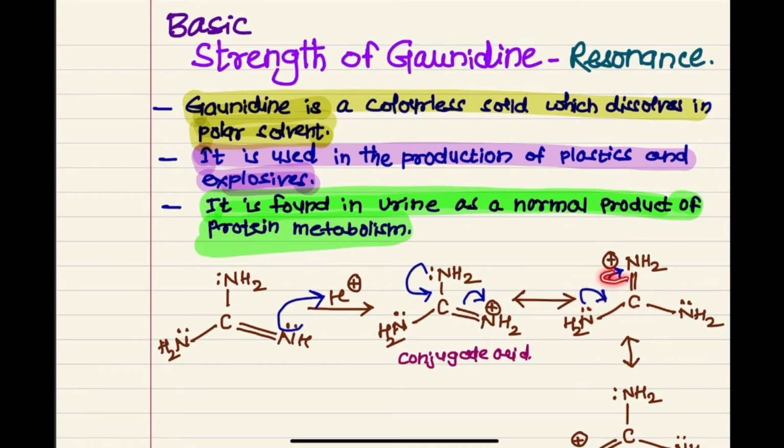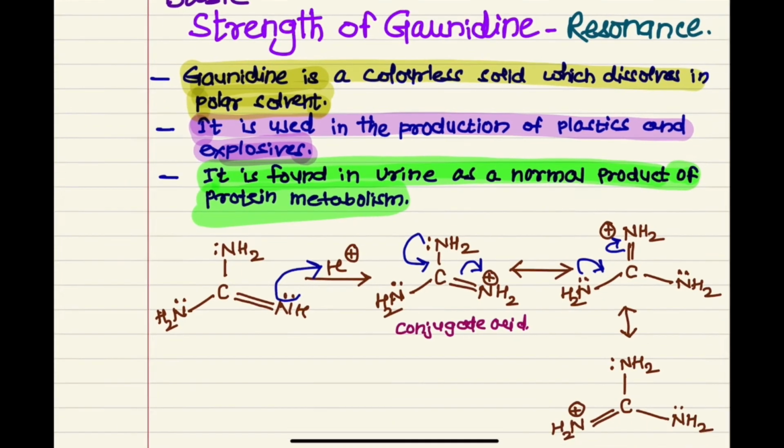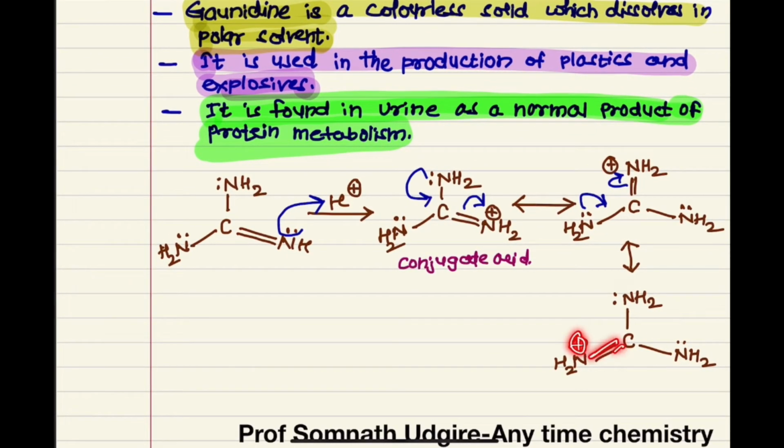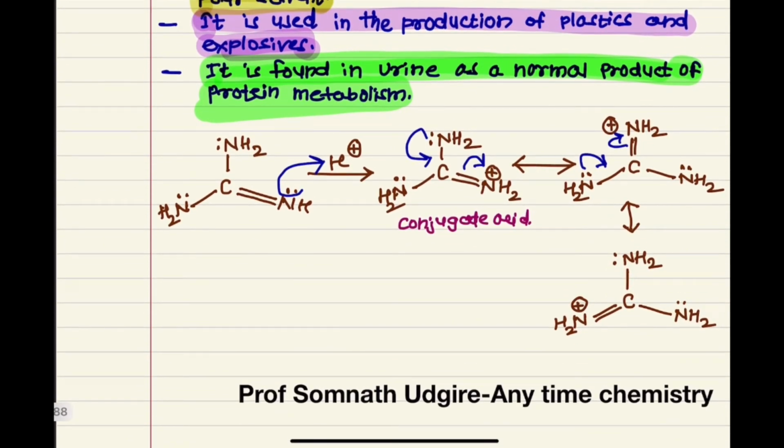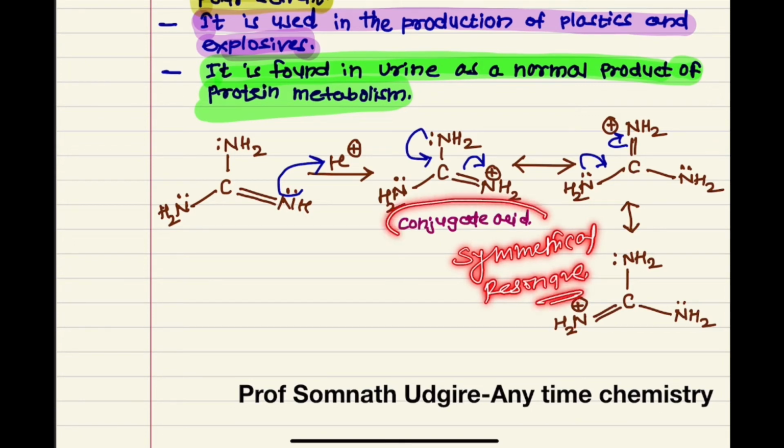So this carbon would be pentavalent: 1, 2, 3, 4, and 5. So breaking of pi bond and shifting of electrons towards nitrogen. Since this nitrogen is going to donate pair of electrons, it will acquire positive charge. So here this positive charge, and the double bond is now a single bond, like this. And there is a delocalization of charge. Here positive charge is present on this nitrogen. In the next resonating structure, positive charge is present on this nitrogen, and in the next resonating structure, positive charge is present on the other nitrogen. There is a delocalization of charge, and this delocalization is said to be symmetrical. This is symmetrical resonance, and the conjugate acid of guanidine is stabilized by symmetrical resonance.